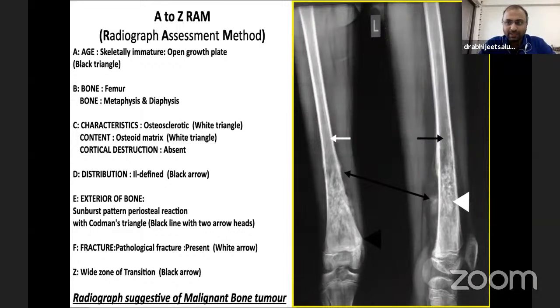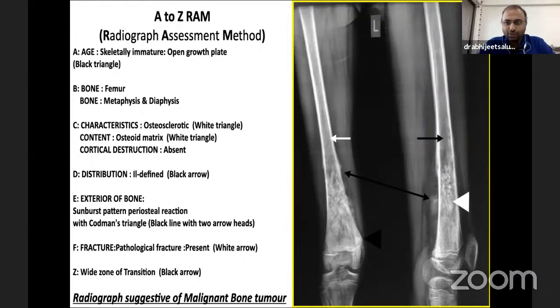Next is bone. We can clearly see it's a femur bone and the lesion is involving the metaphyseal part and the diaphyseal part. Next is characteristic. It's an osteosclerotic lesion with osteoid matrix. What is the meaning of this osteoid matrix? It's cotton-like, fluffy areas.